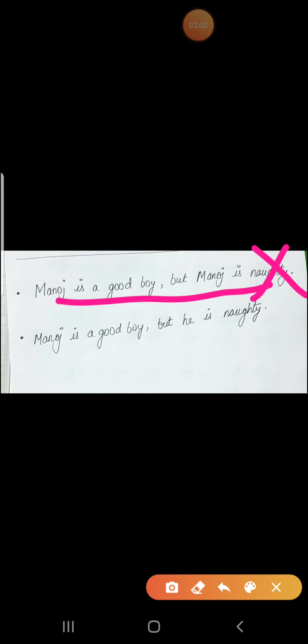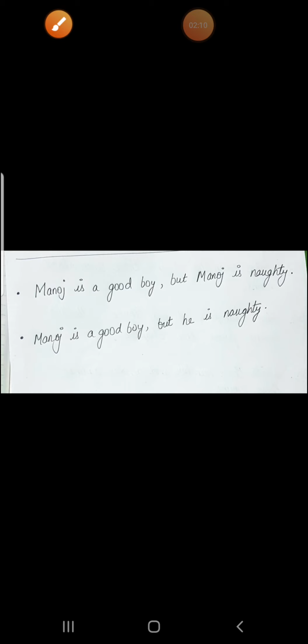But when we write in this way, Manoj is a good boy, but he is naughty, this is the right way. That is why there was a need to replace a noun. And the part of speech by which we replace a noun is known as pronouns. I hope this much is clear. What is a noun and what is a pronoun?